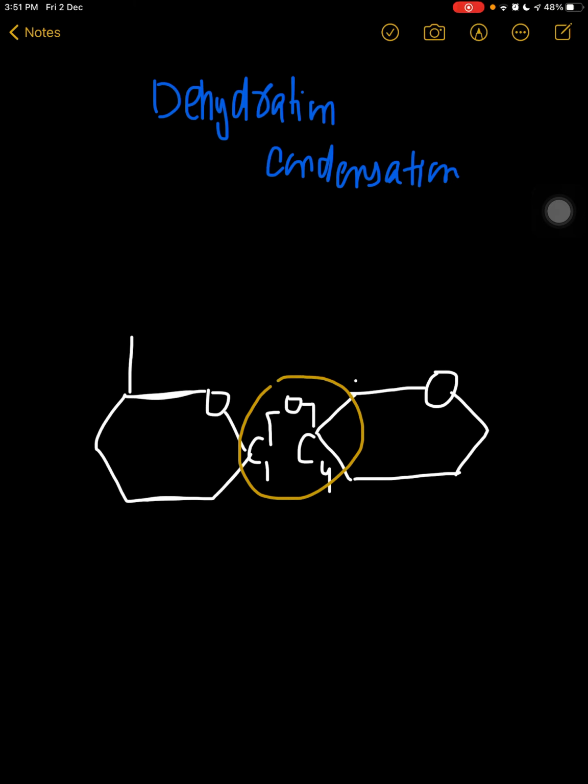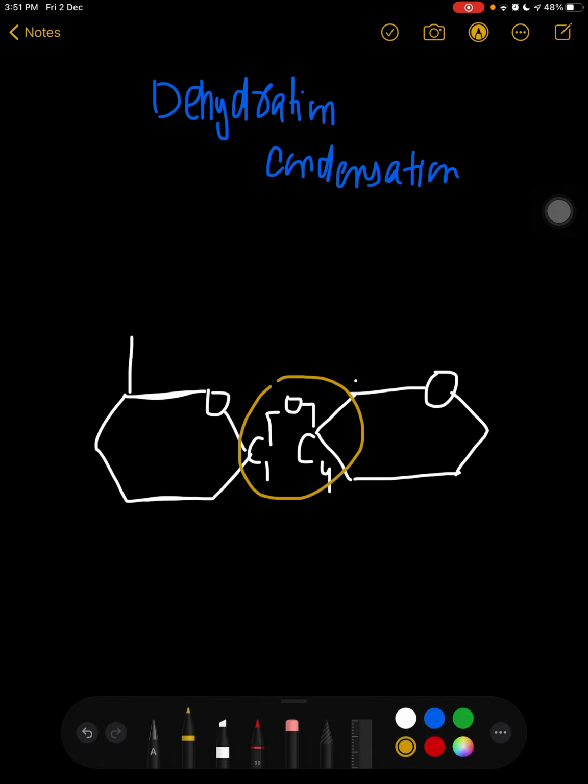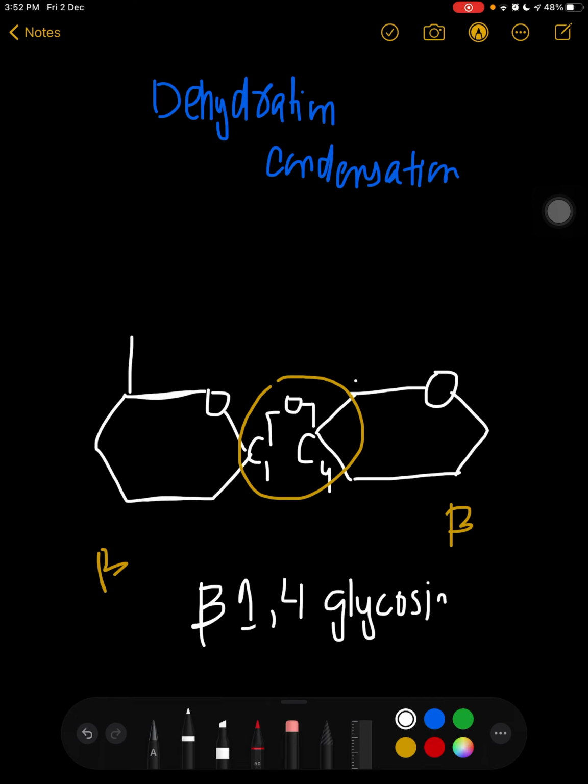So this bond is formed between carbon number 1 and carbon number 4, and these both are beta sugars. So we'll write beta 1-4 glycosidic linkage. What does that mean? That carbon number 1 and carbon number 4 are used, right? This is glucose and this is galactose, right?